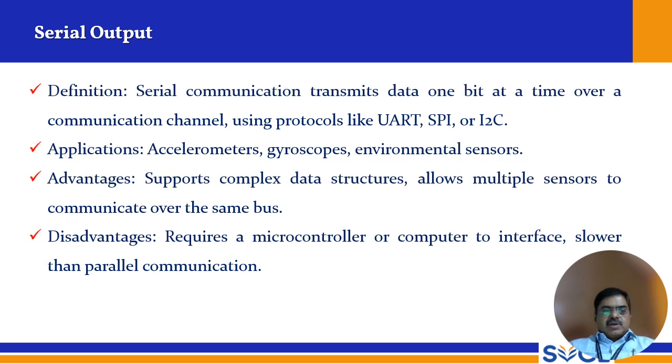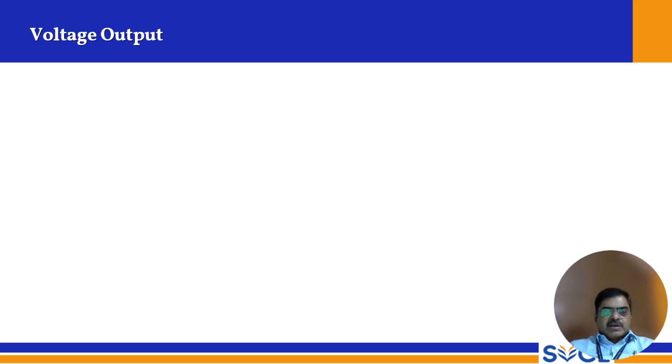Serial output. Serial communication transmits data one bit at a time over a communication channel using different communication protocols like UART, SPI, or I2C, even RS-232. We have so many protocols. Applications: accelerometers, gyroscopes, environmental sensors. Advantages: supports complex data structures, allows multiple sensors to communicate over the same bus. Disadvantages: requires a microcontroller or computer to interface, slower than parallel communication. So it is slower than parallel communication.